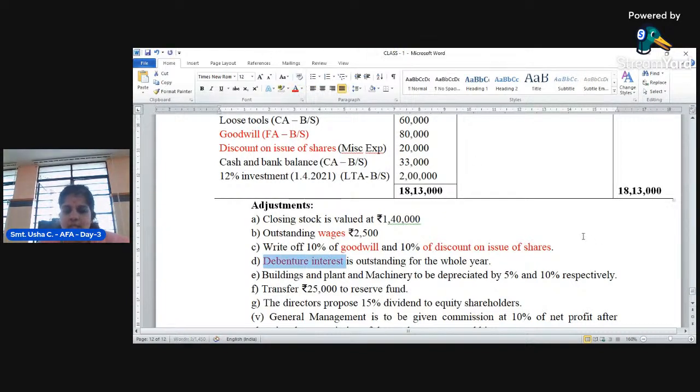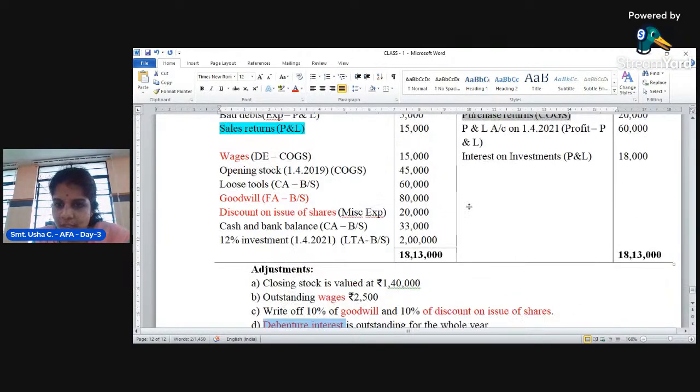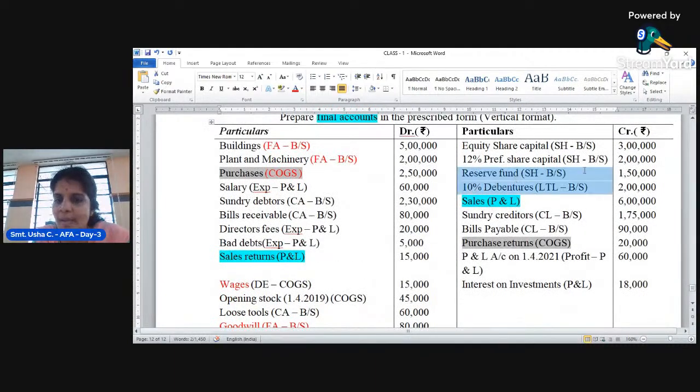Okay, next is debenture interest. Debenture interest is outstanding for the whole year, meaning debenture interest is not yet paid by the company. Debenture is a long term liability, right? So the company has borrowed some amount, look here, 10% debentures of 2 lakh rupees, on which they have to pay 10% interest every year. 10% on 2 lakh is 20,000.